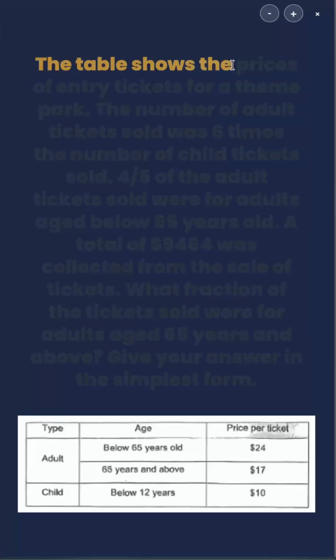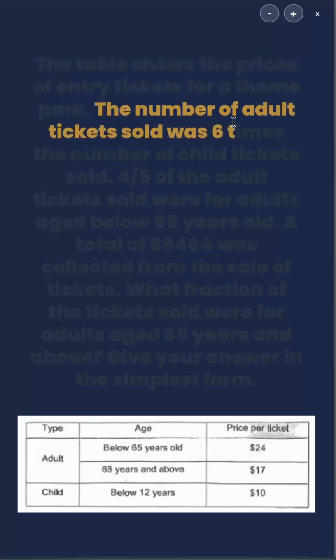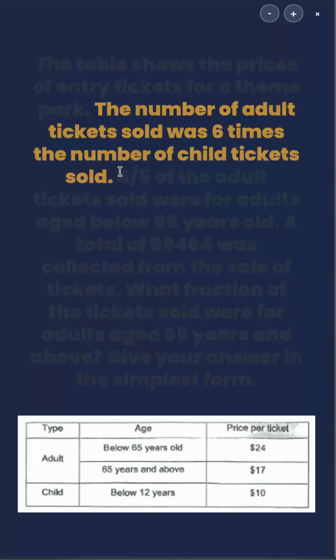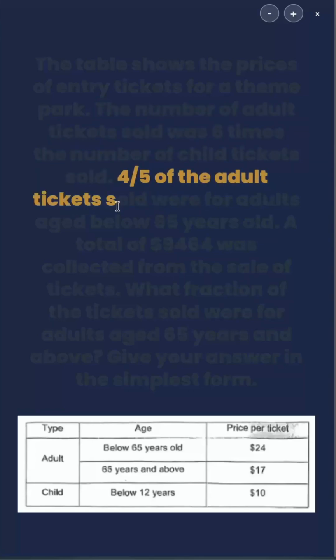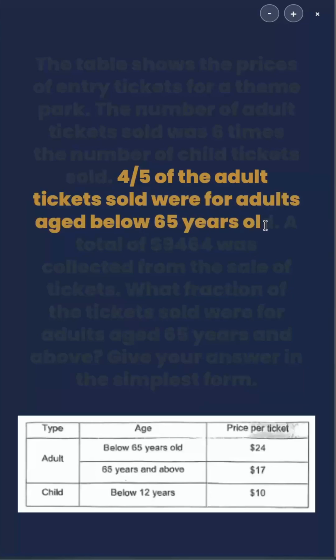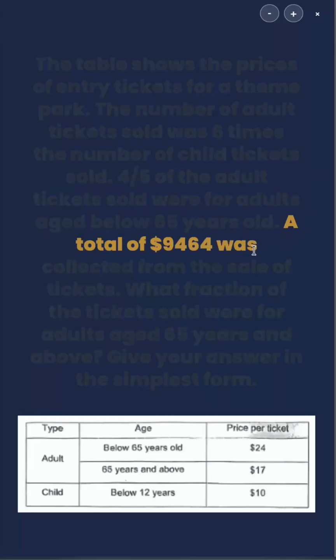13A. The table shows the prices of entry tickets for a theme park. The number of adult tickets sold was 6 times the number of child tickets sold. 4/5 of the adult tickets sold were for adults aged below 65 years old. A total of $9,464 was collected from the sale of tickets.